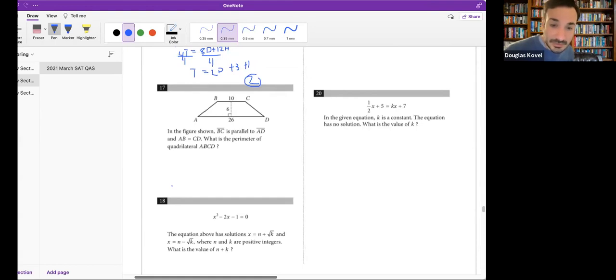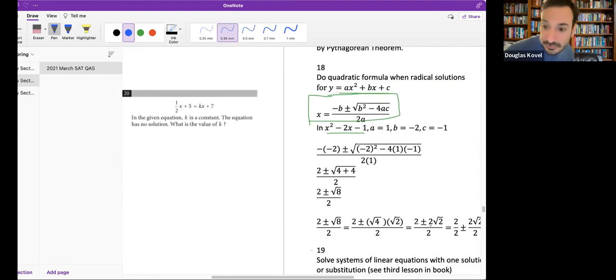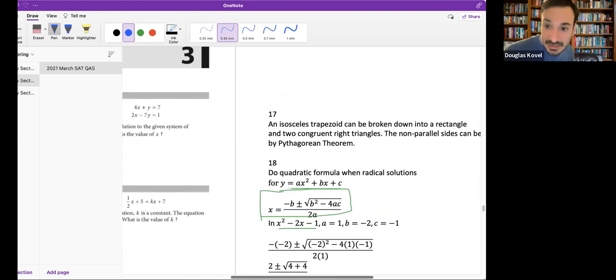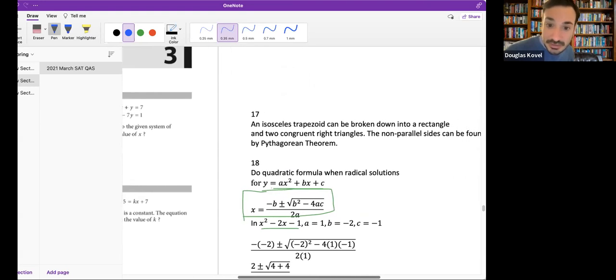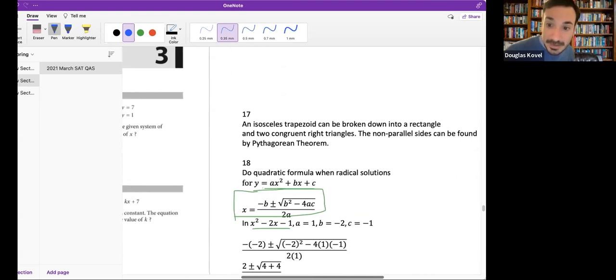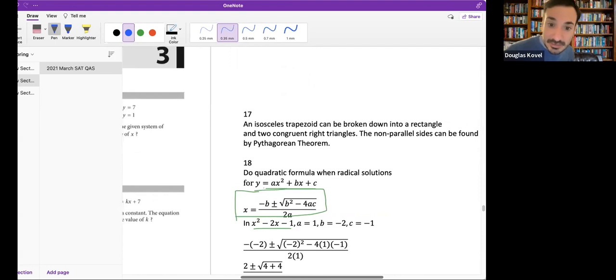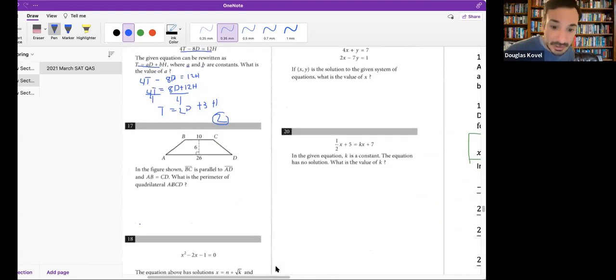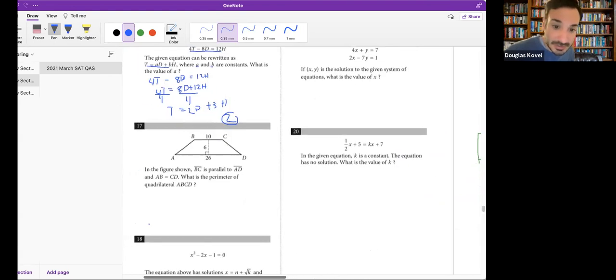So a general concept you could remember that's going to come in handy for trapezoids is that if you ever see an isosceles trapezoid, that can be broken down into a rectangle and two congruent right triangles. And then you could find the non-parallel sides of the trapezoid by Pythagorean theorem. So that's a general thing you can remember. But we'll take a look at this question and you'll see what I mean.